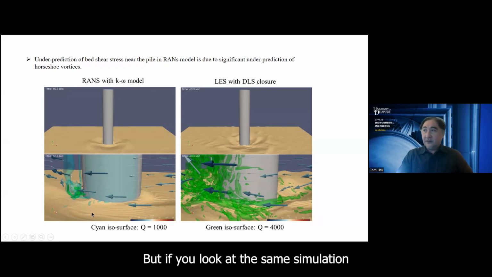But if you look at the same simulation using the RANS model, you see, using the same. In fact, right now here, we actually dropped the Q to 1,000. So it's 4 times smaller.